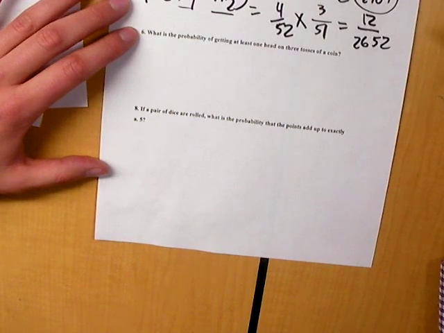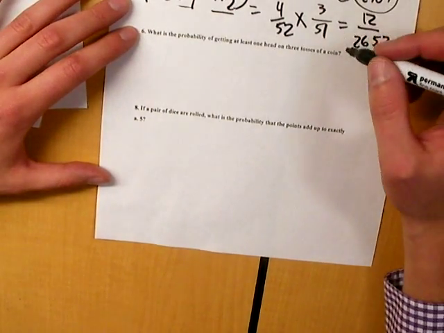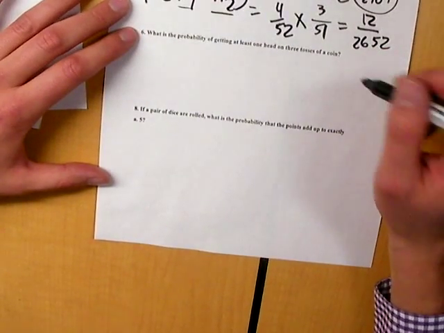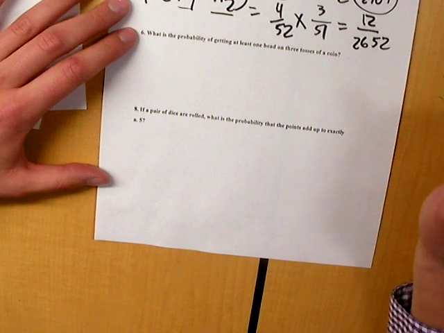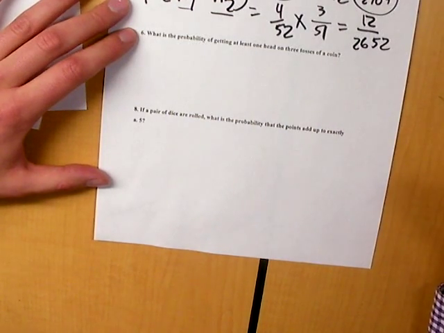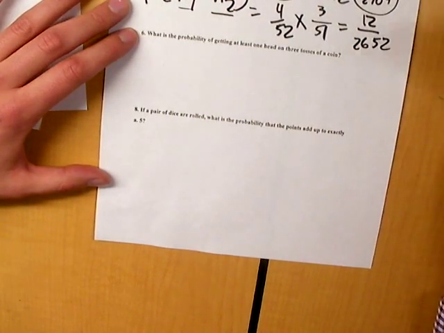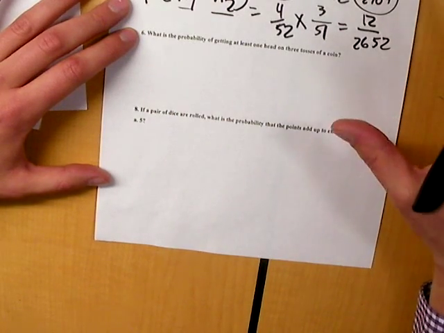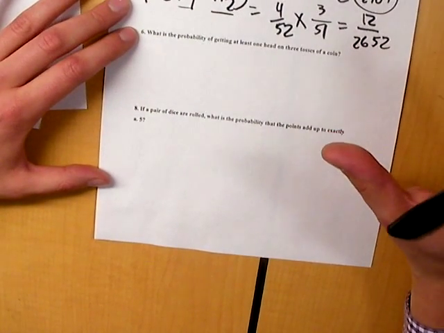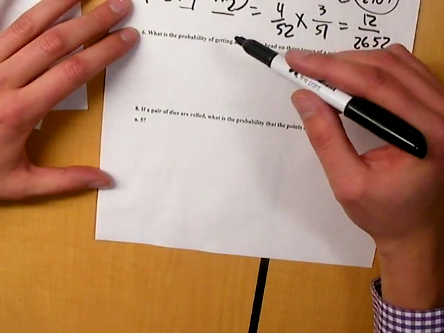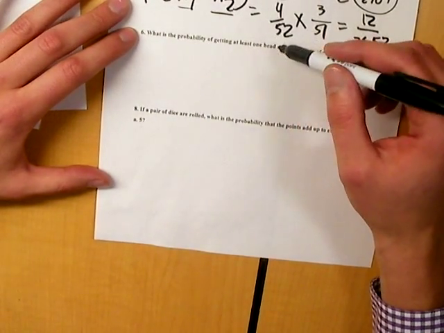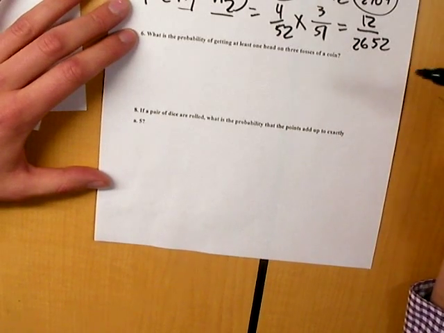What's the probability of getting at least one head on 3 tosses of a coin? So this problem is easily done by using negation rule. You need not use negation rule. It could be done, that is, without negation rule. But negation rule actually turns out to be the easiest approach. So let's break it down here.